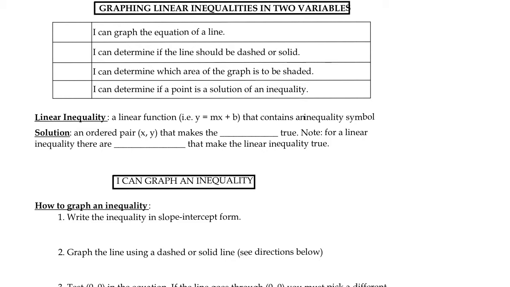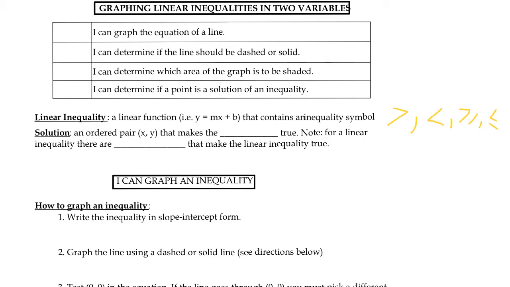So, a linear inequality is a linear function y equals mx plus b that contains an inequality symbol. In other words, instead of an equal sign, you see greater than, less than, greater or equal, or less than or equal. Okay, so it's very similar to y equals mx plus b. The only difference is instead of the equal symbol, you see an inequality.